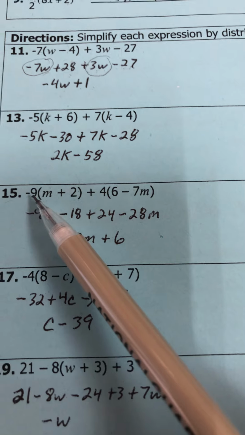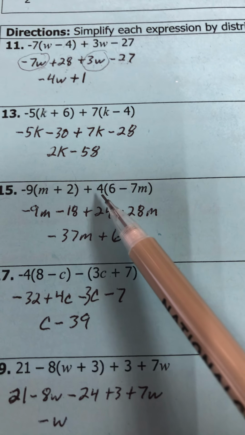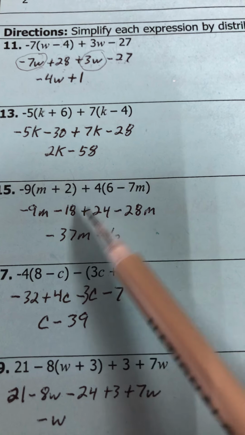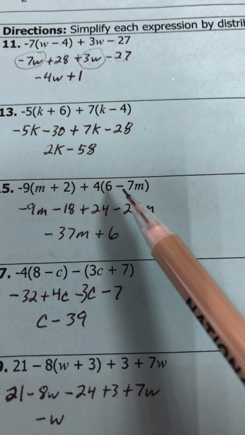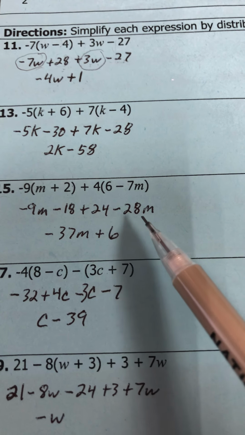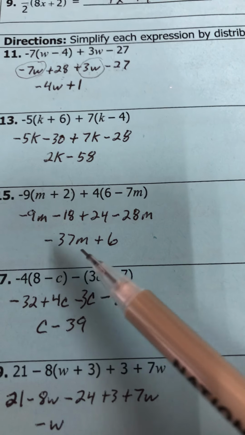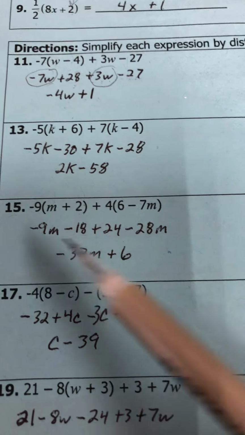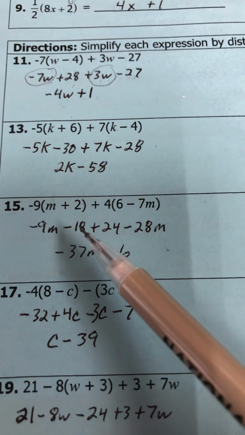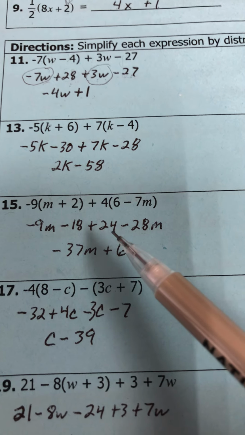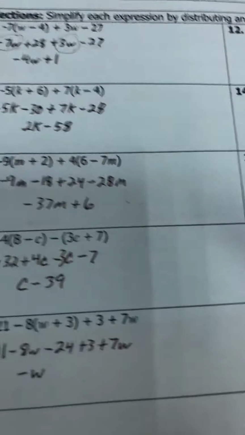So this became negative 9m, and this became negative 18. And then this became 4, this is a plus, I brought down a plus. 4 times the 6 is a 24. 4 times the negative 7m becomes a negative 28m. And then just combine my like terms. I like to put my m's first, so negative 28 and a negative 9 is a negative 37m, and then this negative 18 plus a 24, or if you want to think of it as 24 minus 18, is 6, just to give you an example.